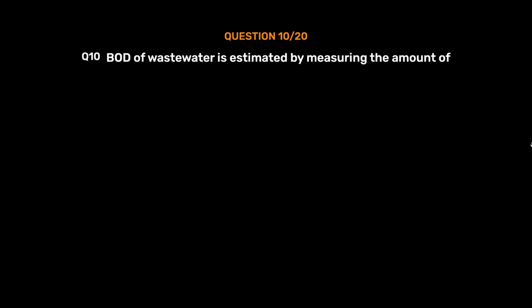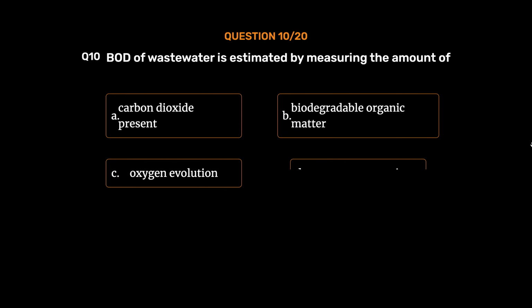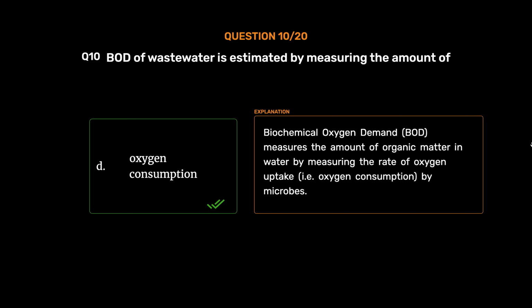Question number 10. BOD of wastewater is estimated by measuring the amount of option A, carbon dioxide present, option B, biodegradable organic matter, option C, oxygen evolution, option D, oxygen consumption. The correct answer is option D, oxygen consumption. Biochemical oxygen demand (BOD) measures the amount of organic matter in water by measuring the rate of oxygen uptake, i.e. oxygen consumption, by microbes.